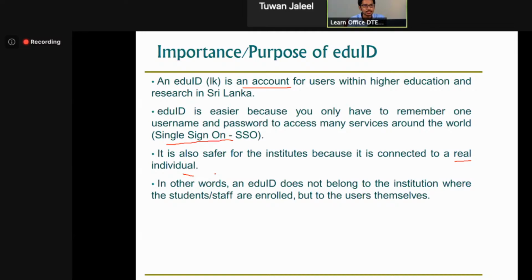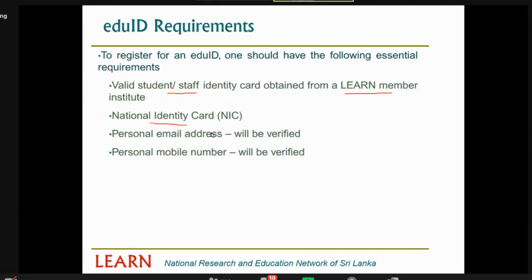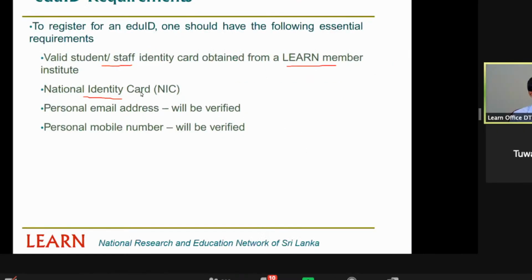To successfully register for a Dvid, there are some mandatory requirements. They are like this. First, you have to have a valid student or staff identity card to obtain a Dvid. It should be from a Learn member institute. It can be your university or another research institute that is a member of Learn. And then you should have a valid national identity card, or NIC. When you are creating a Dvid, you have to upload the photos of these two things.